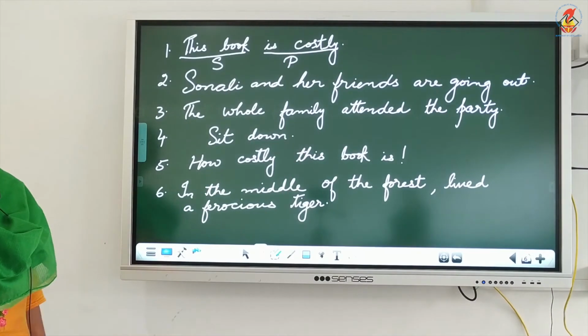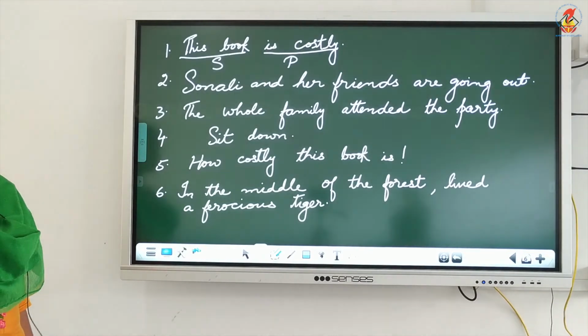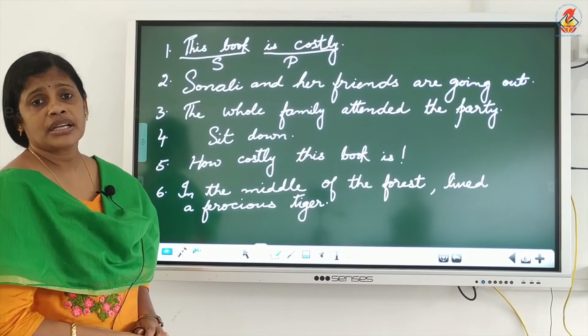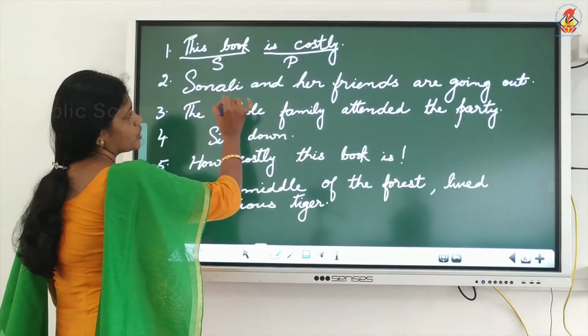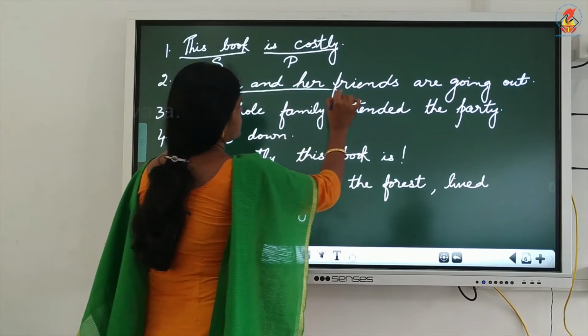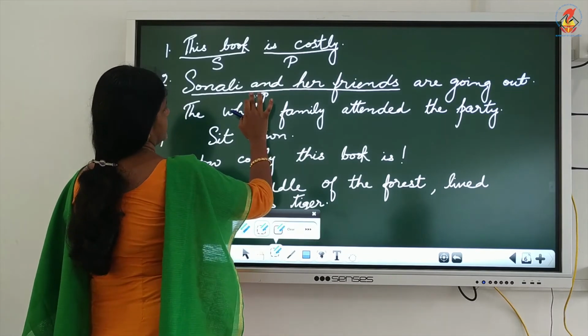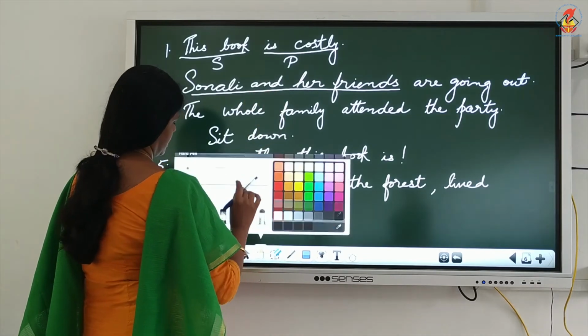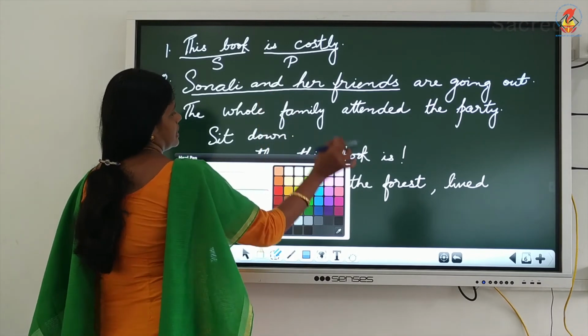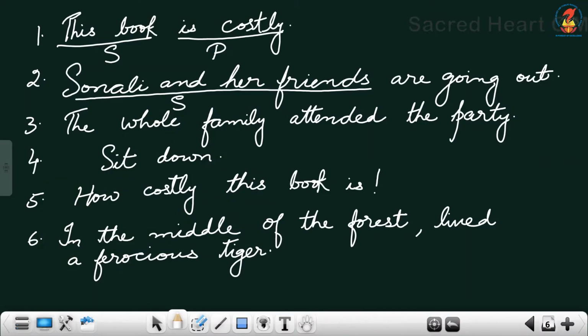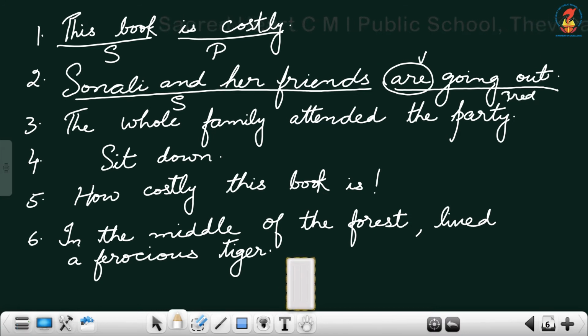In the second sentence, Sonali and her friends are going out. About whom are we talking here? We are talking about only Sonali or Sonali and her friends? We are talking about Sonali and her friends. So this is the subject. And what are they doing? Are going out. This is the verb, isn't it? This are is the verb. So this part is the predicate. Is it clear? Let's see the next example.